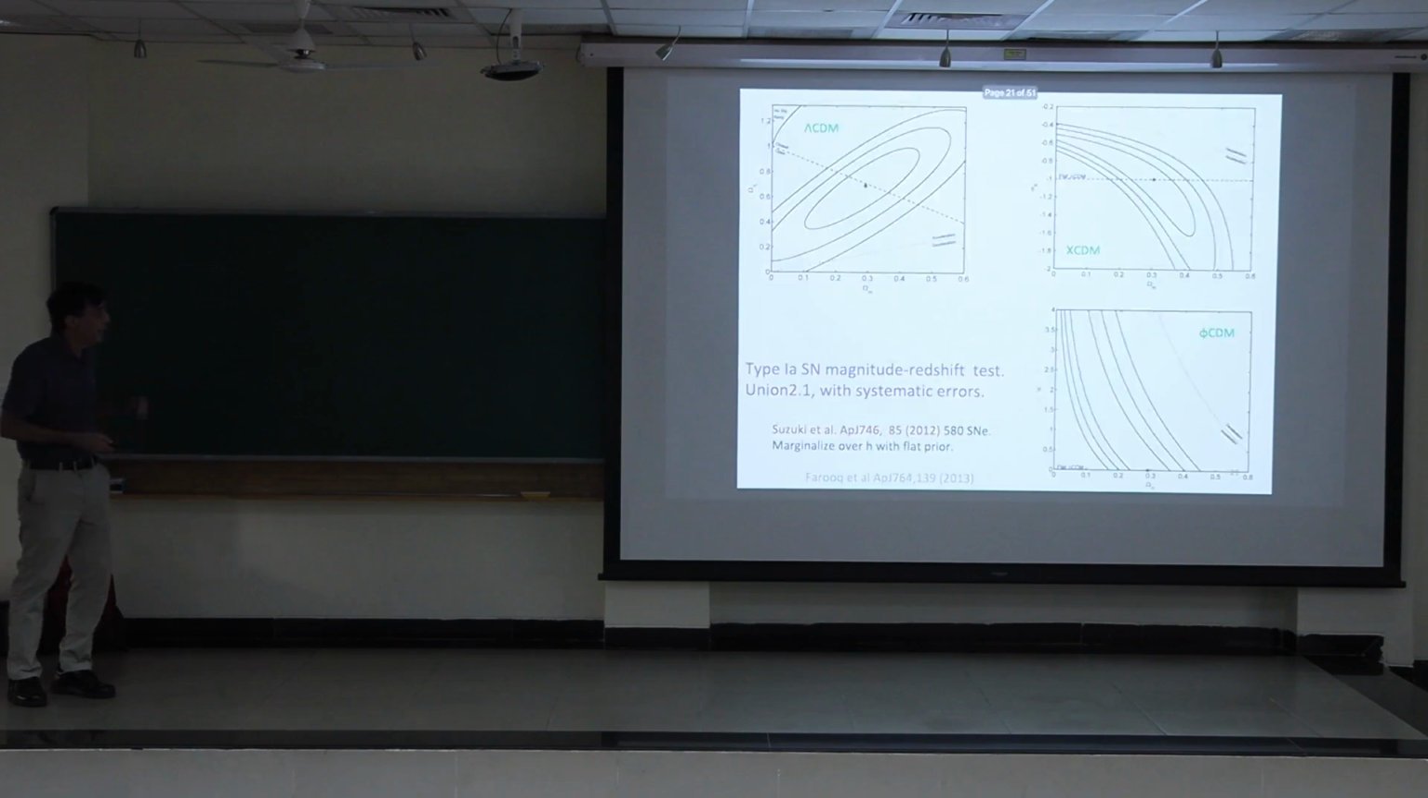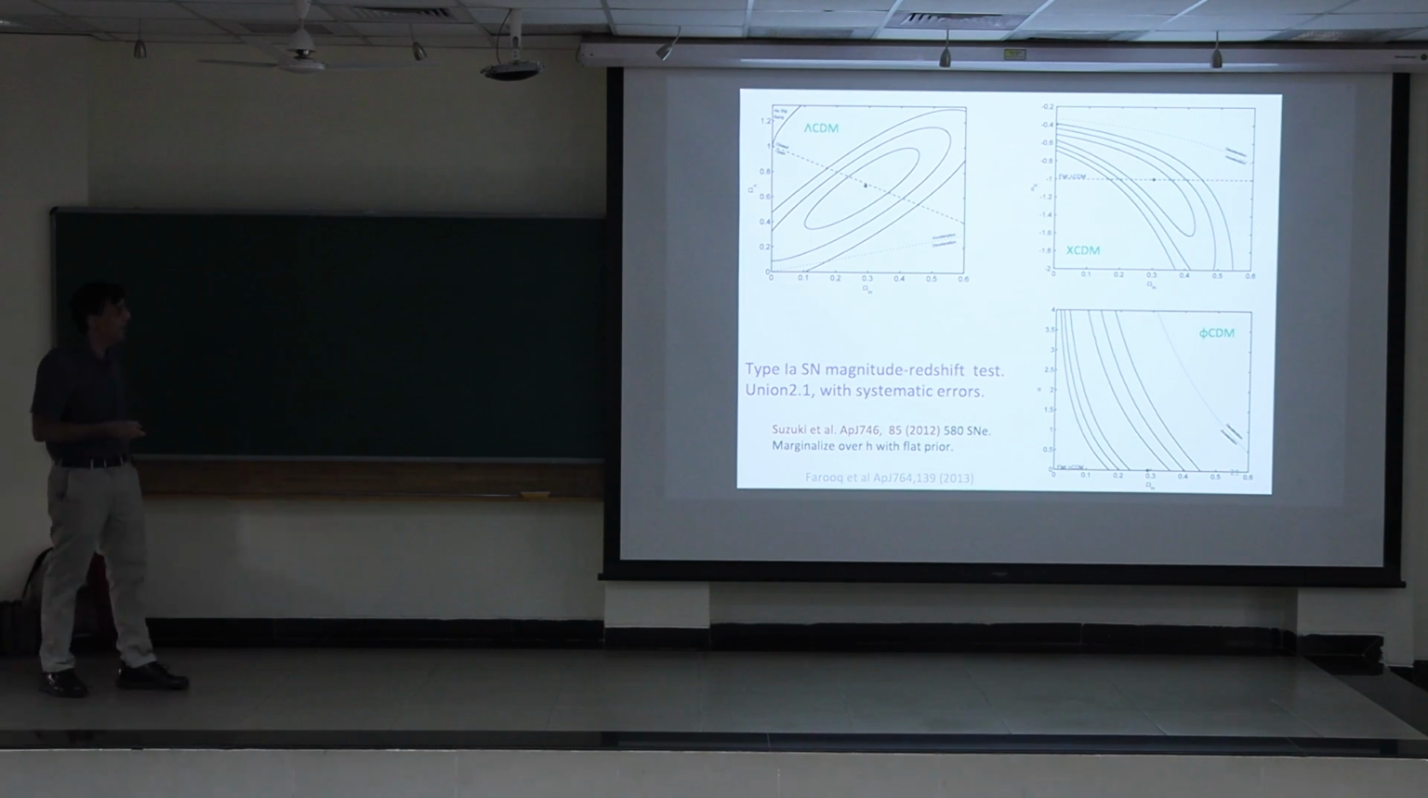So I'm going to show you a lot of plots like this. There'll be 3 of them on each page. There's going to be lambda CDM in this corner, X CDM or W CDM over here, and phi CDM over here. The x-axis is always going to be omega matter now. The y-axis in this case is omega lambda, W sub x, and alpha, which is the parameter in the power law of the scalar field potential.